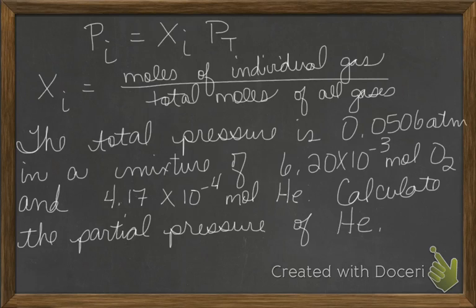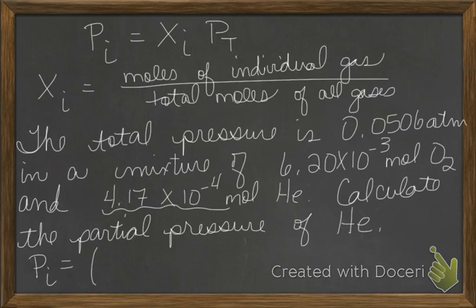In this equation, we're going to have to use this formula because the problem doesn't give us a volume and temperature, so we can't use PV equals nRT. To calculate the mole fraction, we're going to take the moles of helium, the 4.17 times 10 to the minus 4, and we're going to divide it by the total of the 2 moles, the 6.2 times 10 to the minus 3 plus the 4.17 times 10 to the minus 4. That will give us the mole fraction for helium. Okay, and I've already calculated that.